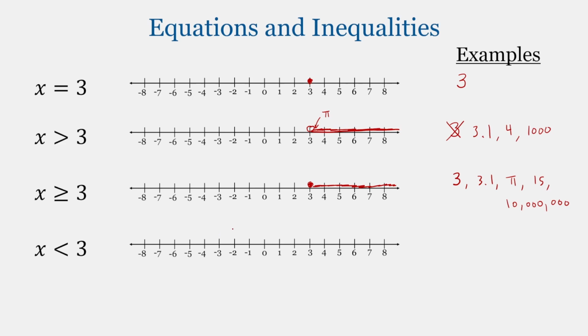For x less than 3, once again, we'll use that open circle to indicate that 3 is not in this set. But everything less than 3 is. So I'm going to go ahead and shade this number line to the left of 3, smaller than 3. So now we have numbers like 2.9, or 0, negative 15. And negative pi would be okay. Negative pi would be right about here.